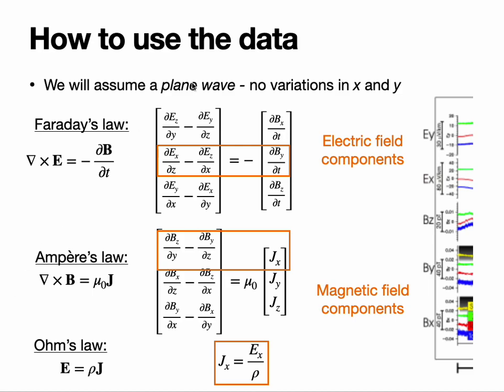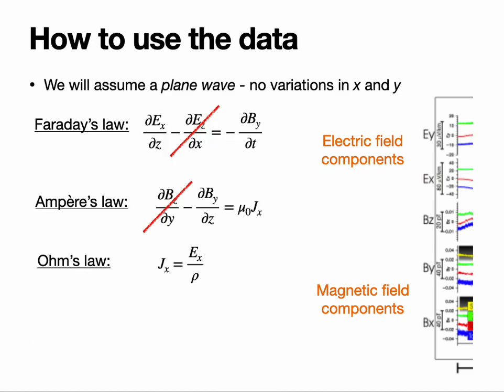So we now assume a plane wave. So the variations in x and y will be neglected. All the partial derivatives with regard to x and y cancel out. So basically, we look at this equation here, and we look at this equation there. This equation here, if the partial derivatives with regard to x vanish, simplifies to dEx/dz is equal to minus dBy/dt.